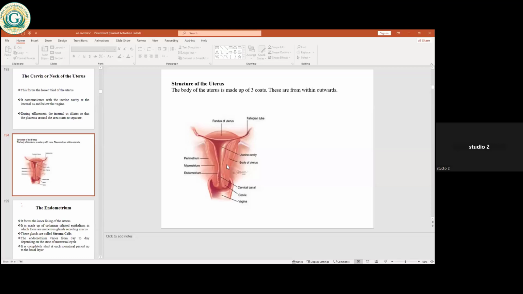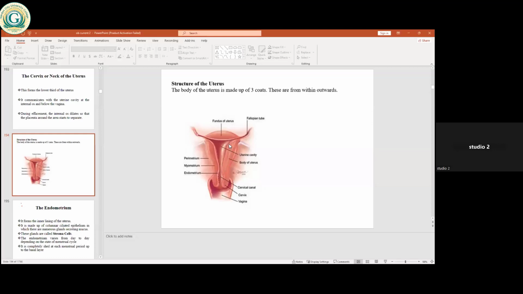Structure of the uterus. The body of the uterus is made up of three coats. Don't forget that the layer of the vagina is made up of four coats. The internal structure of the vagina is thrown into folds, which we call rugae. Now, this one is made up of three coats. That is where my arrow is.